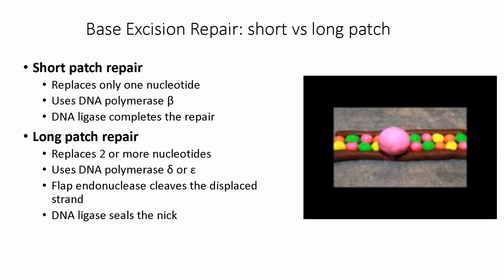The short patch subpathway replaces only a single nucleotide. After the abasic site is cut, DNA polymerase beta inserts the correct base, and DNA ligase seals the nick. In contrast, long patch repair replaces two or more nucleotides. This process uses DNA polymerase delta or epsilon to extend the new strand. As the polymerase displaces the strand ahead, a flap is formed and removed by flap endonuclease. The final nick is then sealed by DNA ligase. These two subpathways allow flexibility based on the type and extent of damage.